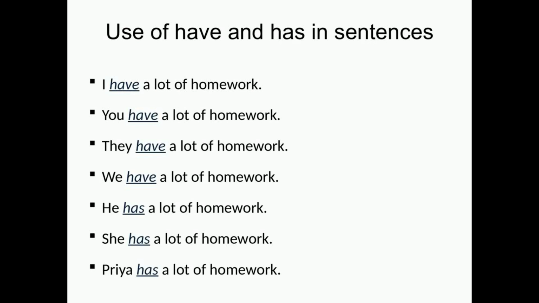Now, let us understand this with the help of sentences. I have used the same sentence as an example to help you understand how the verb have changes with singular and plural nouns. For I and you, we use the base form of the verb have. I have a lot of homework. You have a lot of homework. For pronouns they and we, and for plural nouns, we use the base form have. They have a lot of homework. We have a lot of homework. For pronouns he, she, it and other singular nouns, we use has. He has a lot of homework. She has a lot of homework. In the last sentence, we are talking about one person, Priya. We use has.